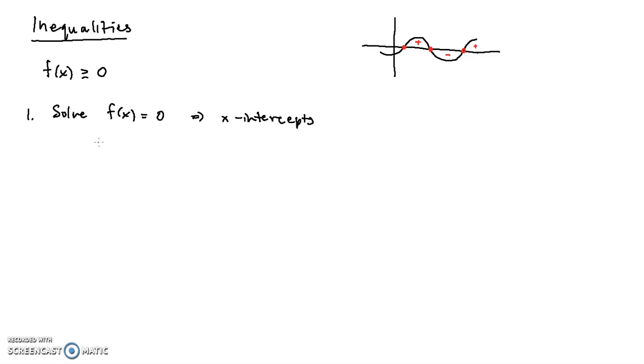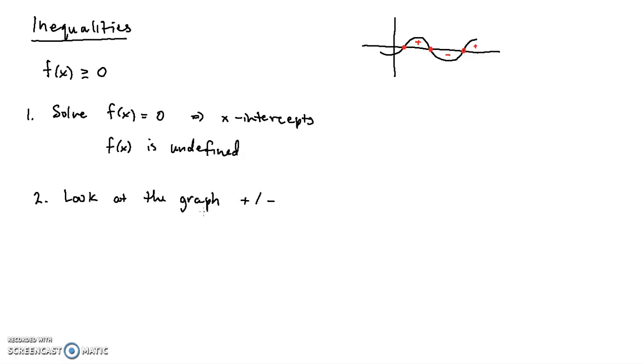We also need to know anywhere that f of x is undefined. We're not going to look at those right away, but those are the two things you need. You need to know where it's equal to 0, and you also need to know anywhere that it's undefined. The second thing you're going to do is look at the graph. This is where you want to have a calculator. And you're going to look for where the graph is positive or negative.